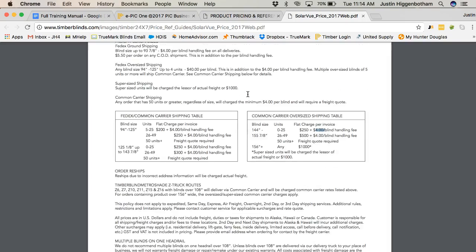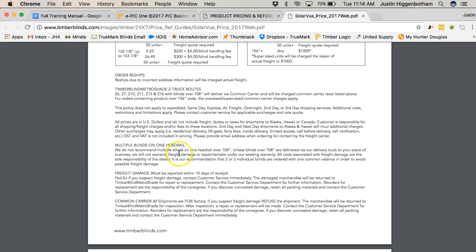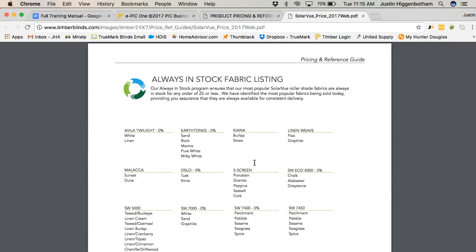You can go through here and read some of this about damage and multiple blinds on a headrail. Multiple blinds on a headrail means the headrail of the blind is the main piece at the top that holds the blind together. It's just telling you that they wouldn't recommend it over a certain length because they're more likely to get damaged.